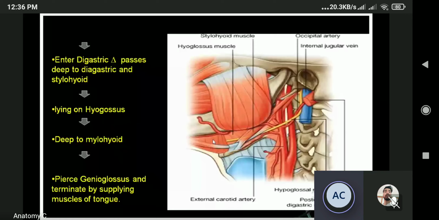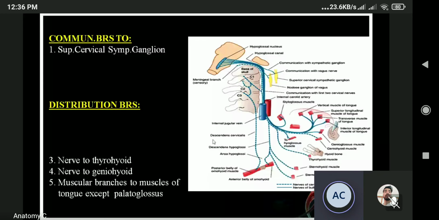Now, what are the branches of the hypoglossal nerve? First, the communicating branches. Starting when it comes out from the hypoglossal canal, you can see the communicating branches. This is the communication with the superior cervical sympathetic ganglion. This is the communication with the vagus nerve, the inferior ganglion of the vagus nerve. Then another communication is with C1. Can you see the C1 over here? So this is another communication with the C1 cervical nerve. So these are the three communications.